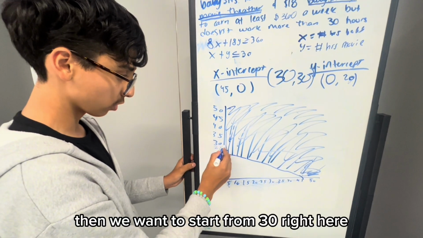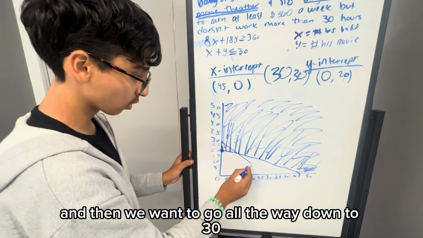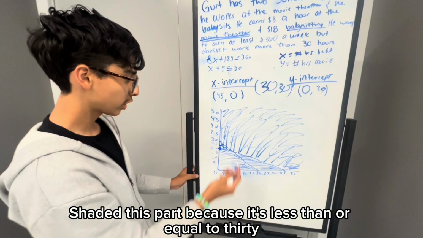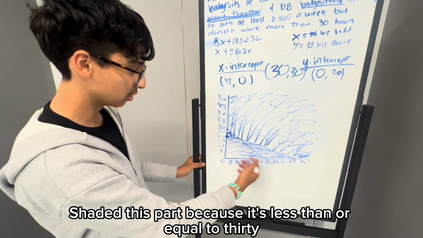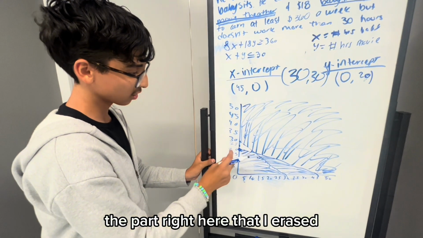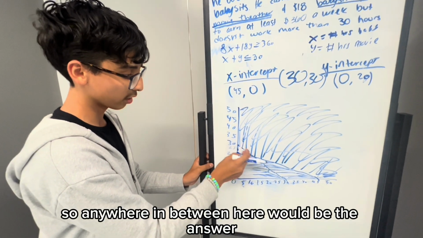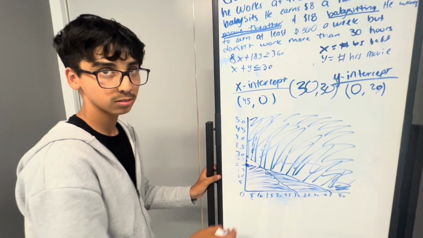Then we want to start from 30 right here. And then we want to go all the way down to 30. Pause. I shaded this part because it's less than or equal to 30. The part right here that I erased, they both ended up overlapping right here. So anywhere in between here would be the answer.